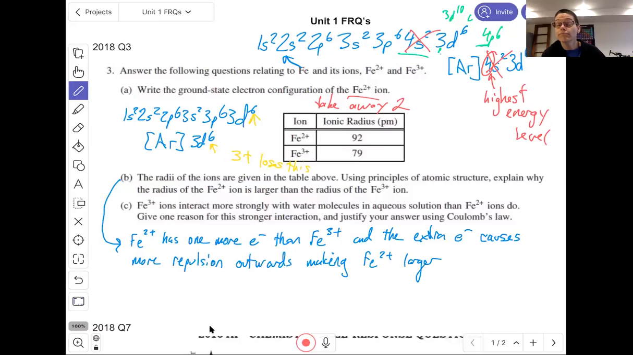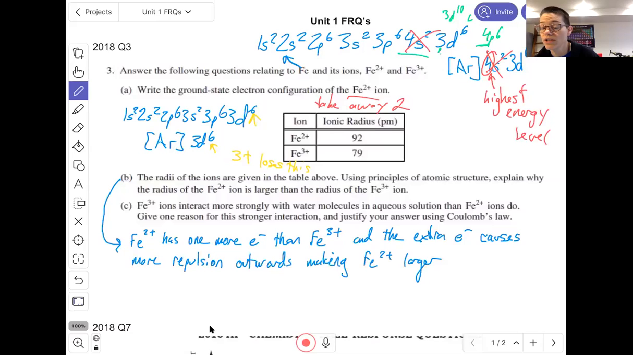That's literally it. Fe2+ has one more electron. Okay. I guess they usually only ask these comparing ions of the same element. But basically, whenever we see a question like this, we just talk about the repulsion of the electrons.